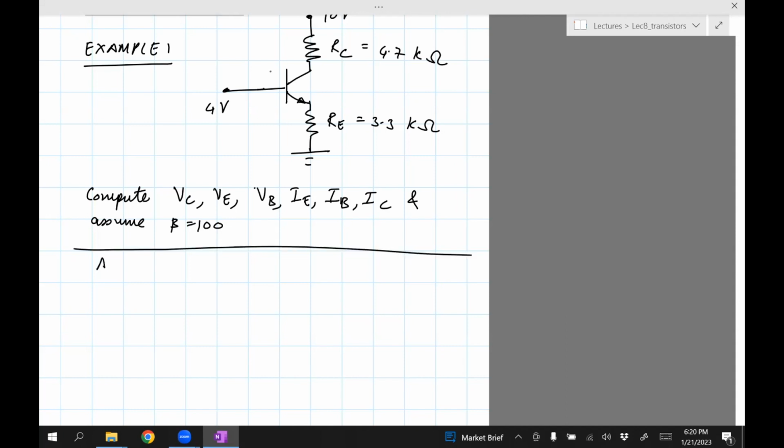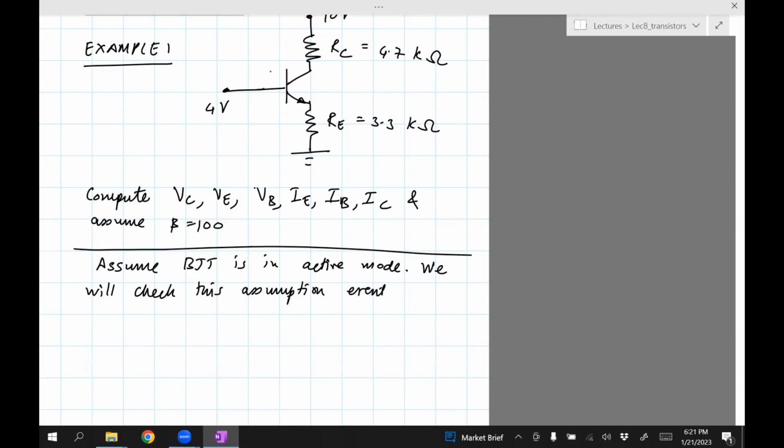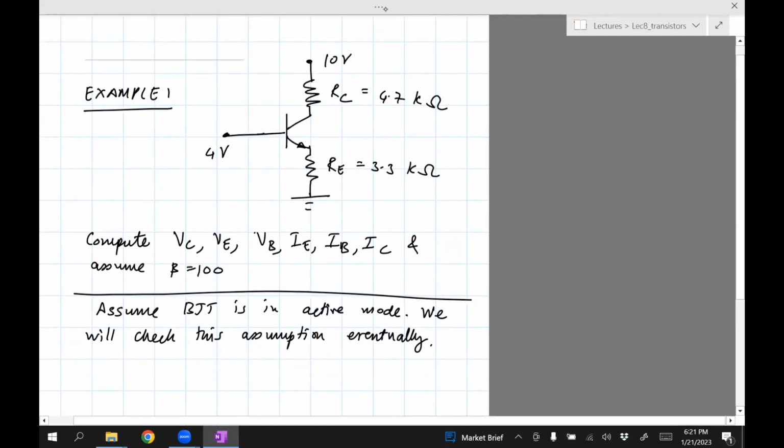So assume the BJT is in active mode, and then we will check this assumption eventually. Okay, so what I'll do is just copy this so that we can work fresh.